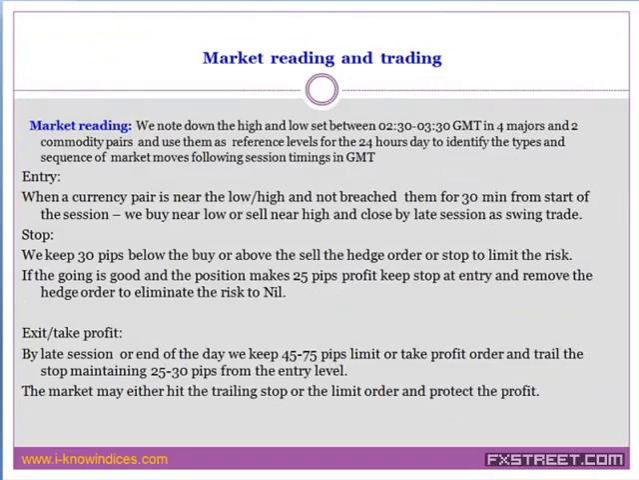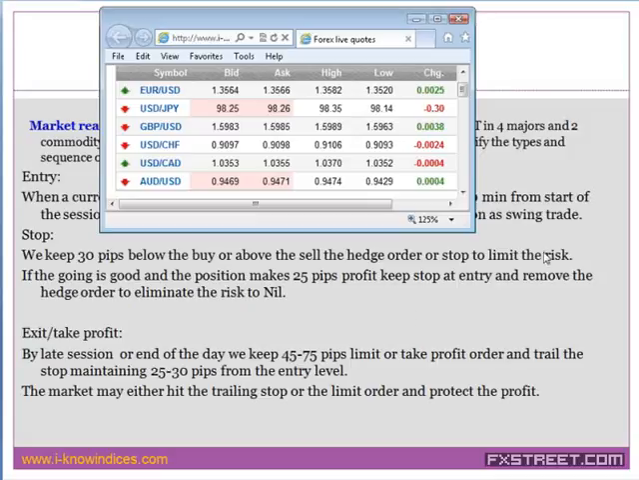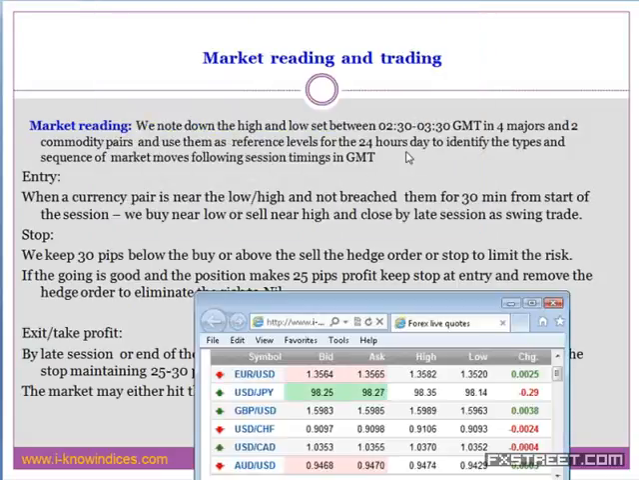Because the traders are not committing positions, there's no point in making moves in the market. So with regard to market reading and trading, we use the live market quote page and note down the initial lows and highs around 3:30 GMT in the case of 4 majors and 2 commodity pairs. And when the market is closer to the low, we try to take a buy.